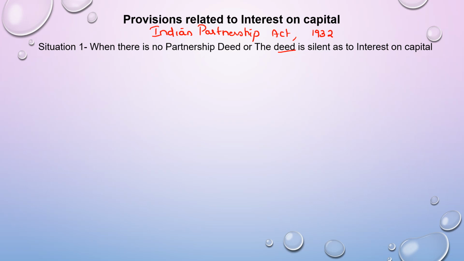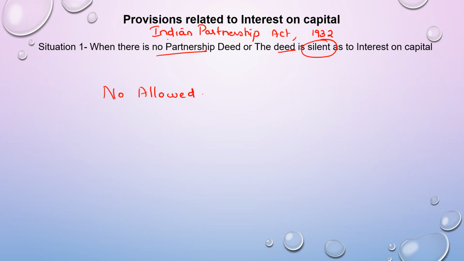Or they do have a partnership deed. They have created a partnership deed, but when you go through that deed, nowhere do you find any agreement on interest on capital. So they have not agreed to allow interest on capital in the deed. It is not present. Then what happens? So when there is either no partnership deed or the deed is silent, then under such circumstances, no interest is allowed on capital.